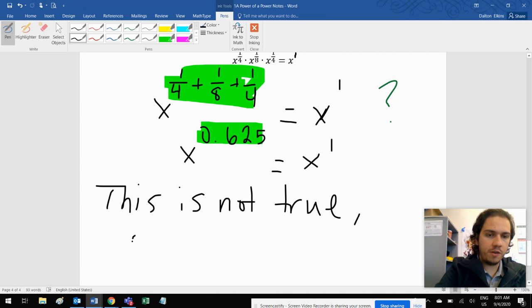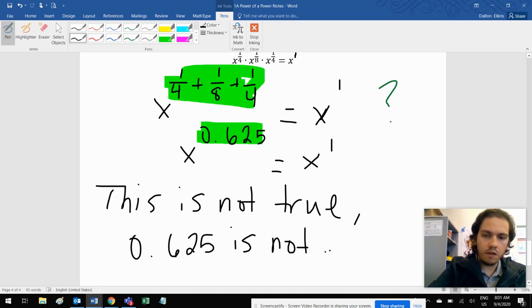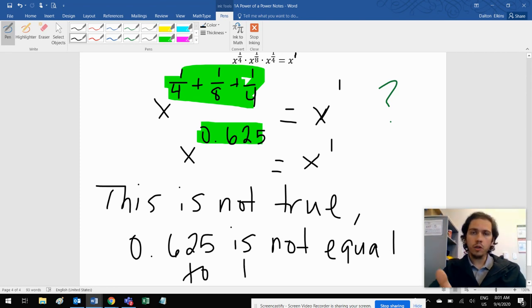And why is it not true? Because 0.625 is not equal to 1. So there you have it. Fractions and decimals are just like any other numbers. They just look a little bit more scary, but we have no reason to be afraid of them.